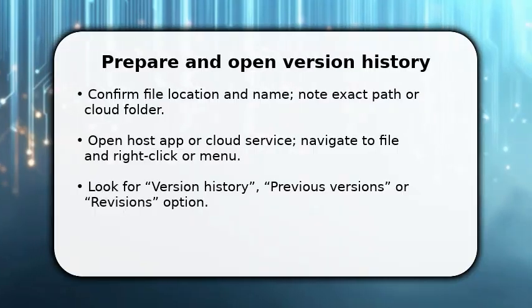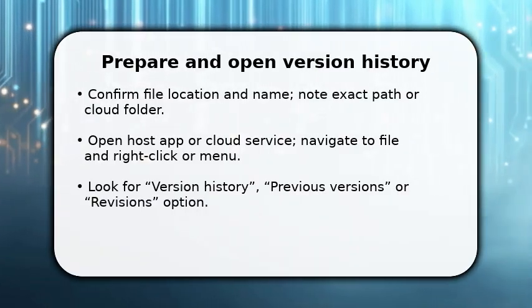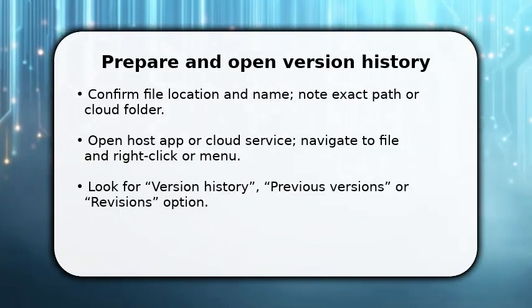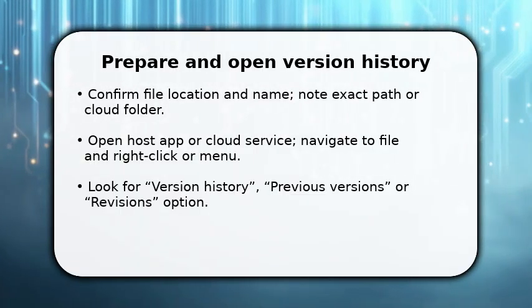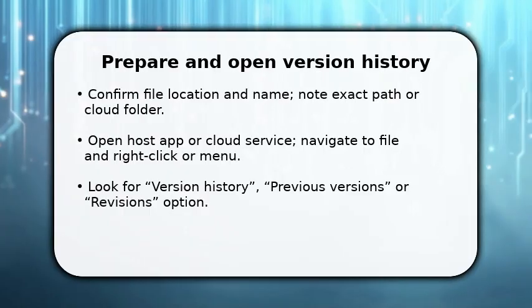You start by locating the exact file and opening the app or cloud service that stores it. Once done, select the file and open the menu labeled Version History or Revisions. You need to understand why. Version lists show timestamps and authors, so you can pick a safe restore point.